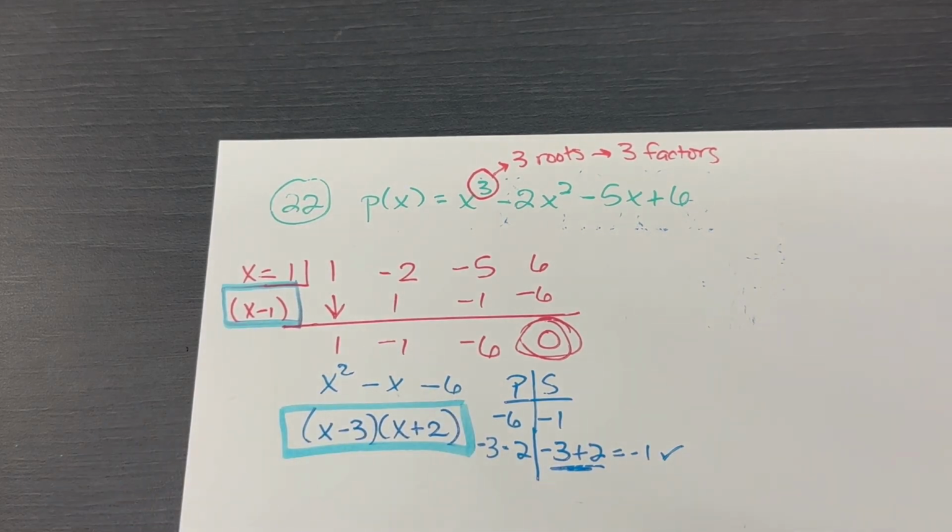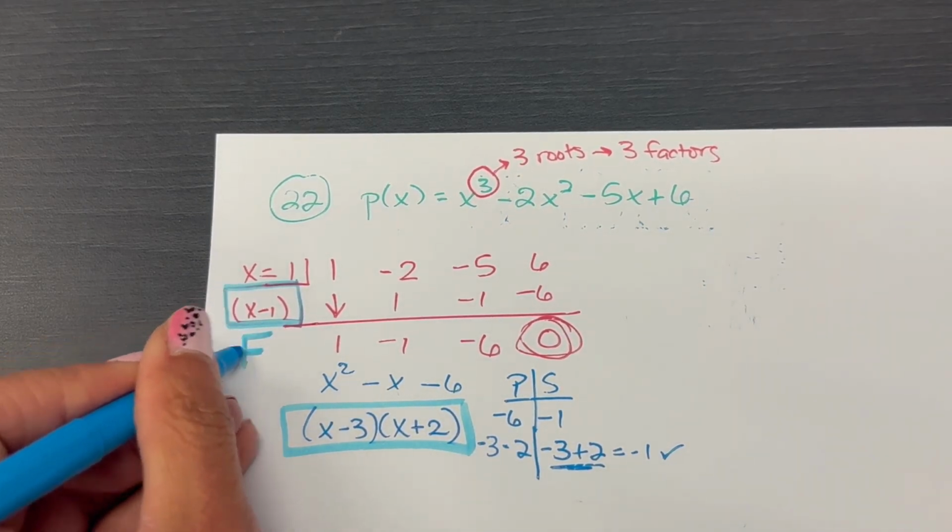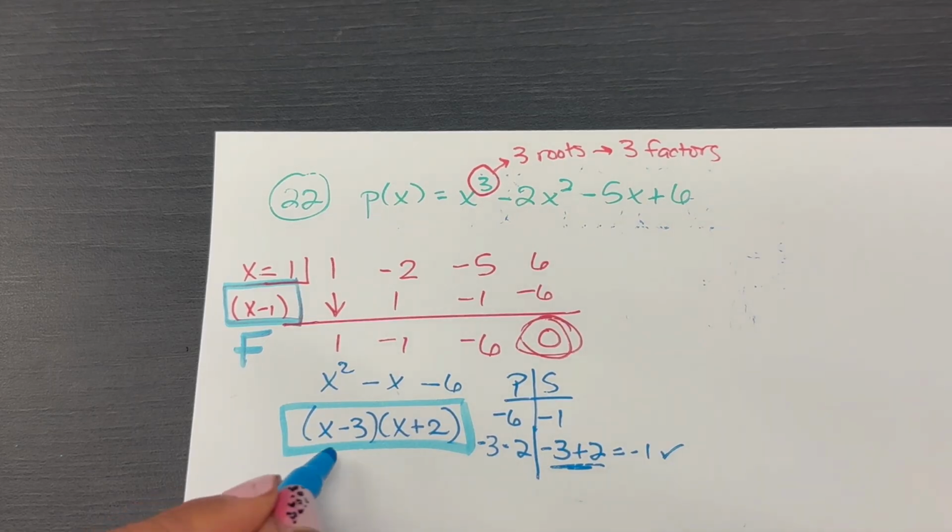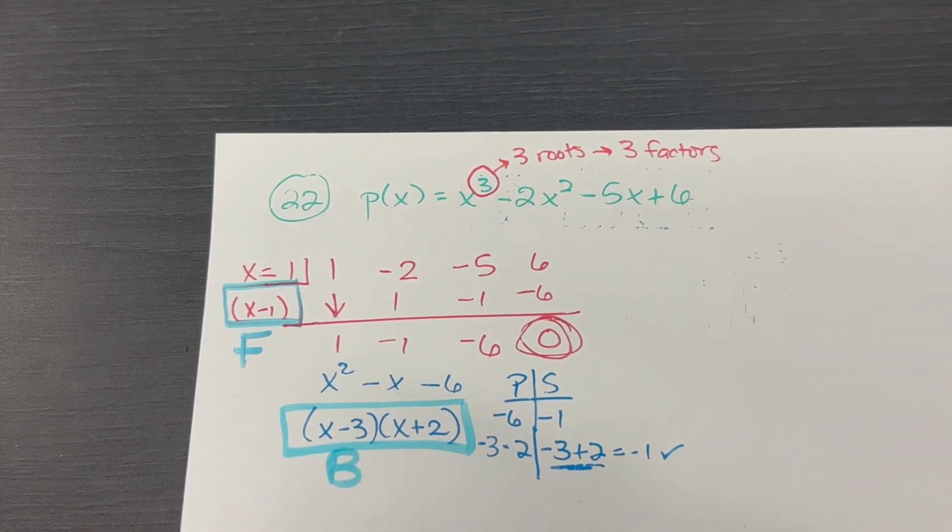So the options that you needed to select then were x minus 1, so that was F. X minus 3 is B, and x plus 2 was C. So B, C, F if you go in order. And that was number 22. And that was all the questions on this review.